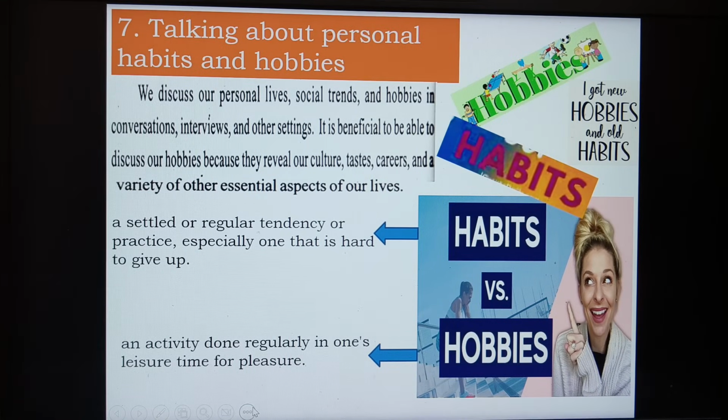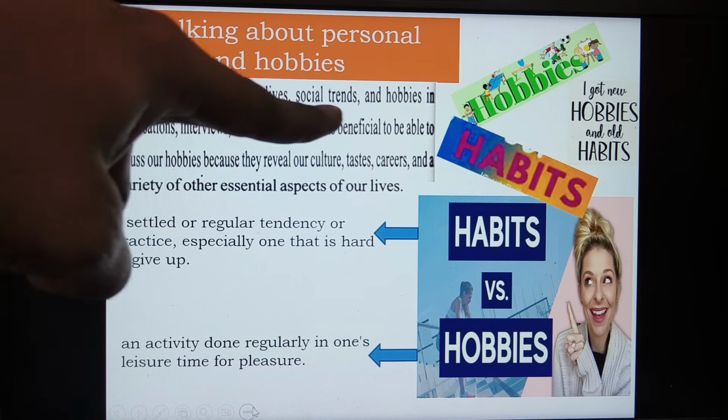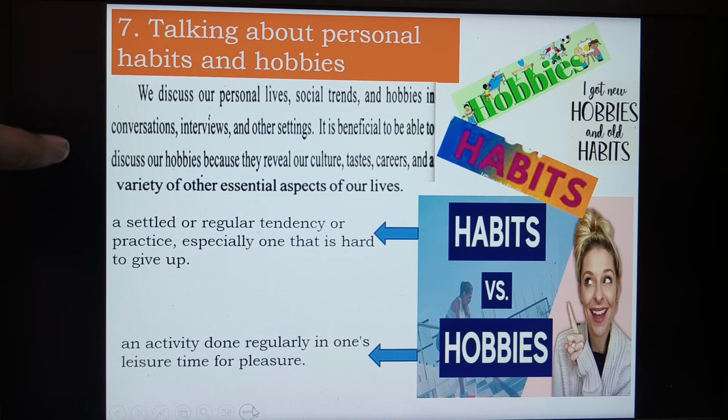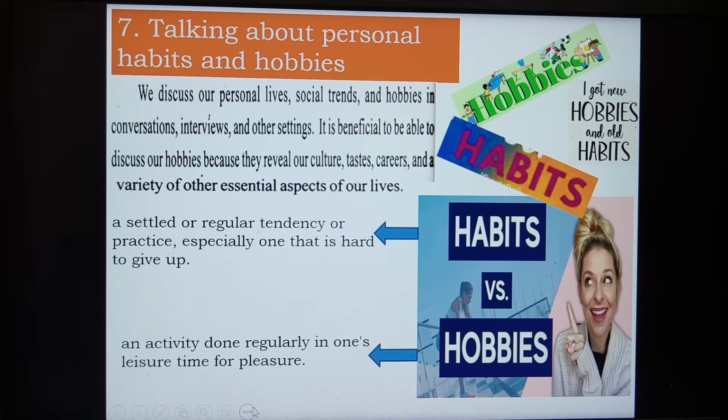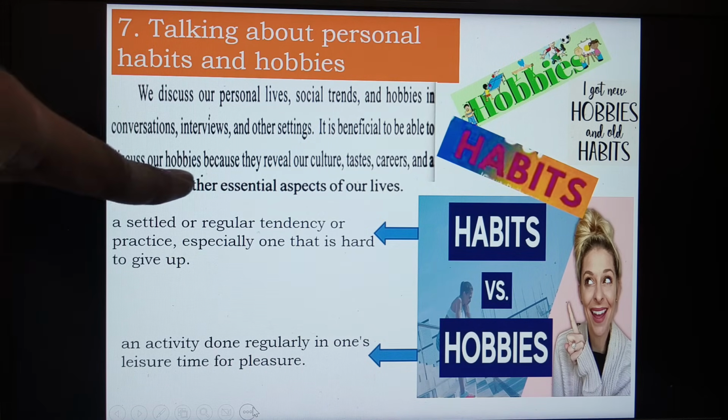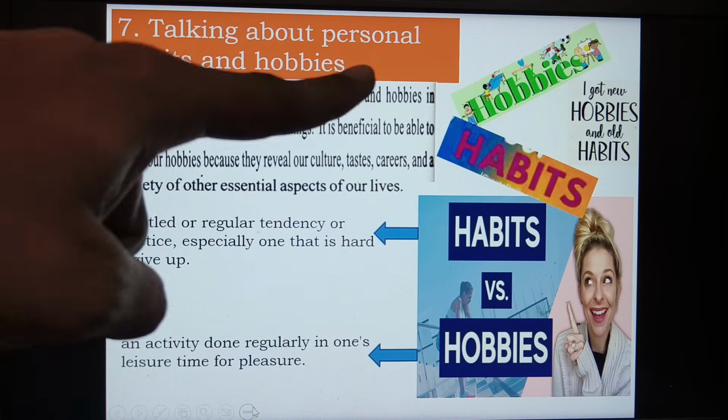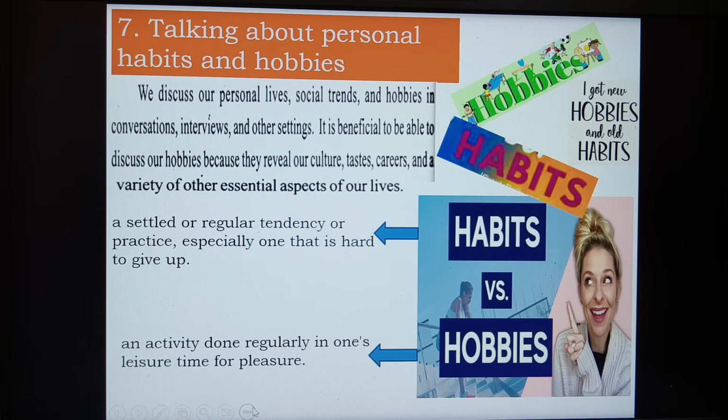And friends, coming to the seventh one, talking about personal habits and hobbies. We discuss our personal life, social friends, and hobbies in conversations, interviews, and other settings of our life. It is beneficial to be able to discuss our hobbies because they reveal our culture, taste, career, and a variety of other essential aspects of our life.